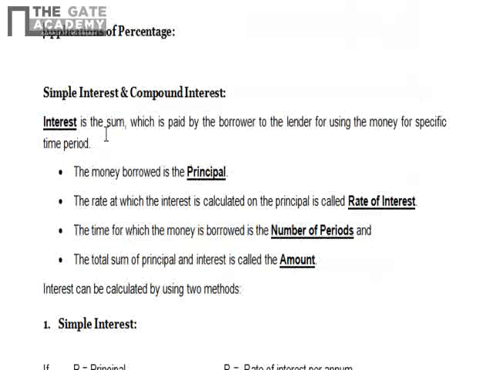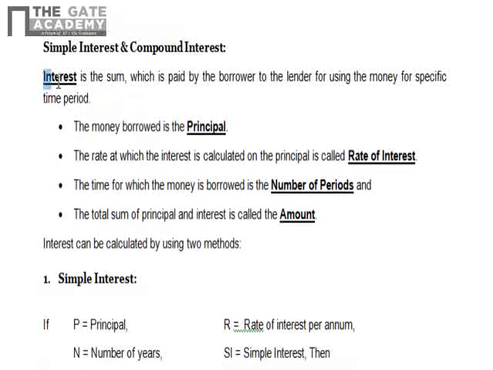Now we'll see some applications of percentage. The very familiar application is to calculate simple interest and compound interest. These are a few basic fundas. Interest is the sum which is paid by the borrower to the lender for using the money for a specific time period. The money borrowed is called principal. Rate of interest, you know that. The time is the number of periods. The total sum after adding the interest amount is called amount.